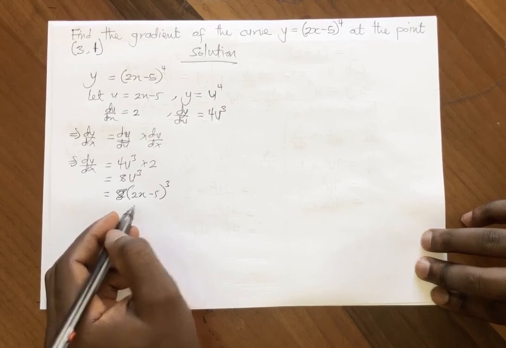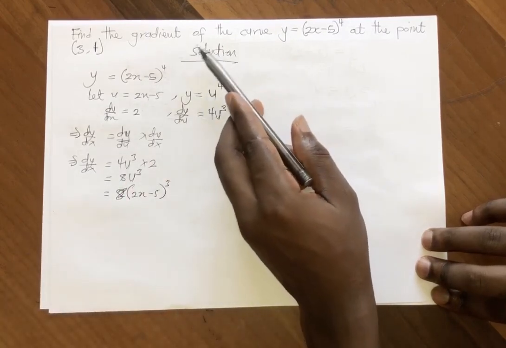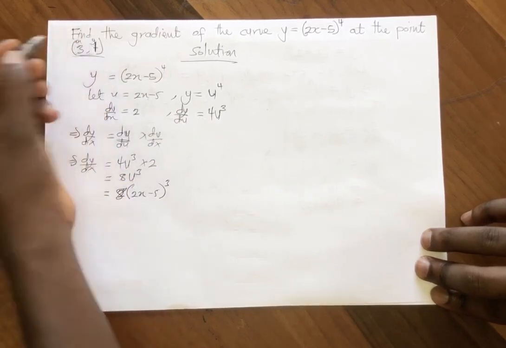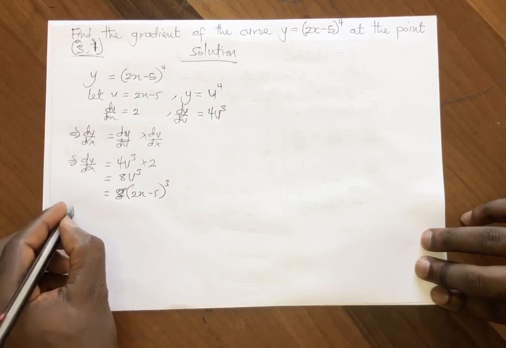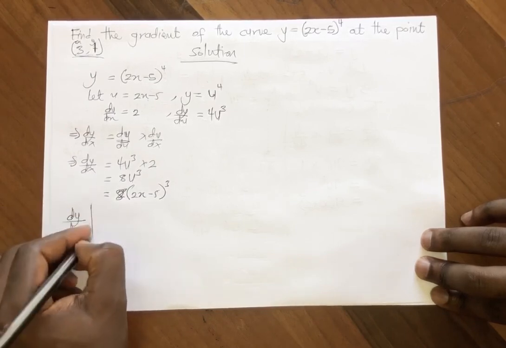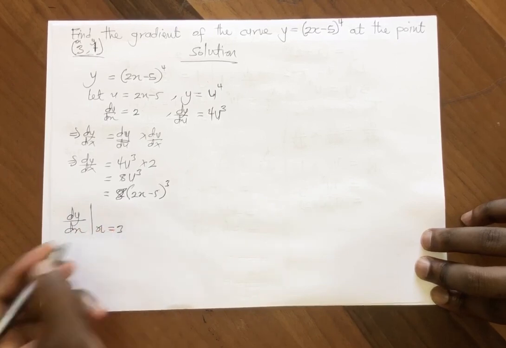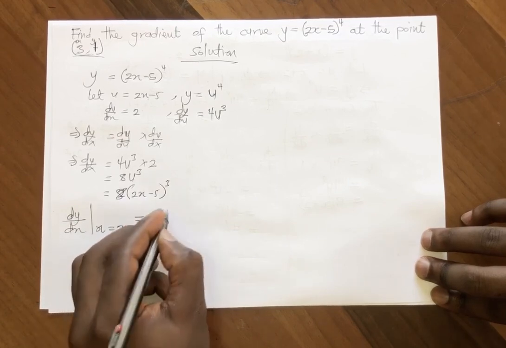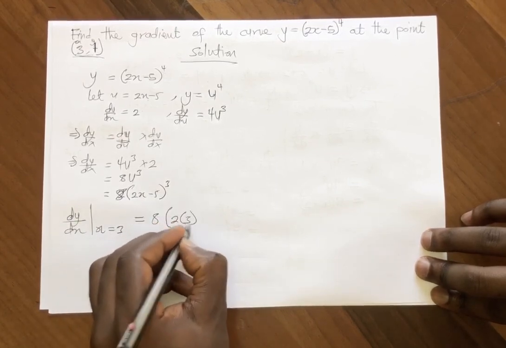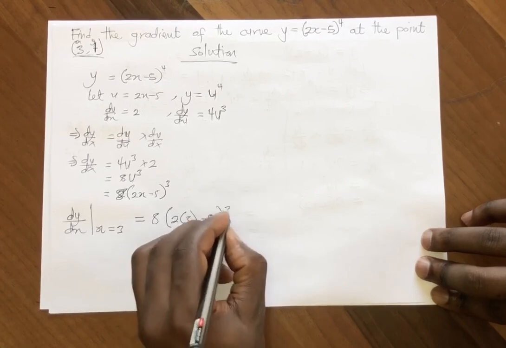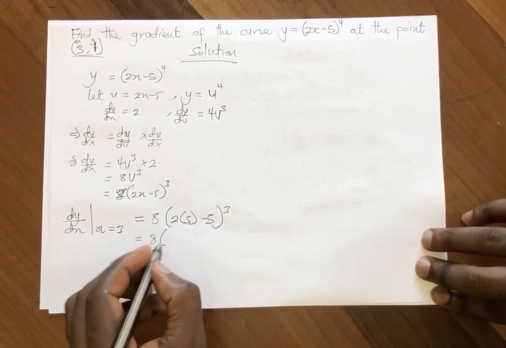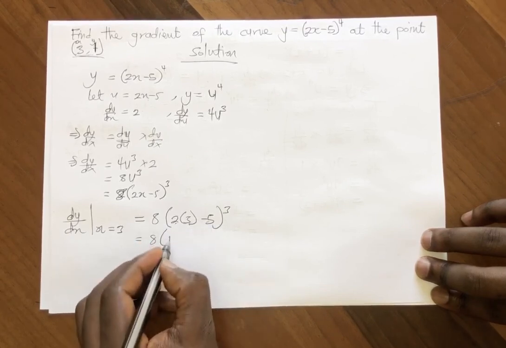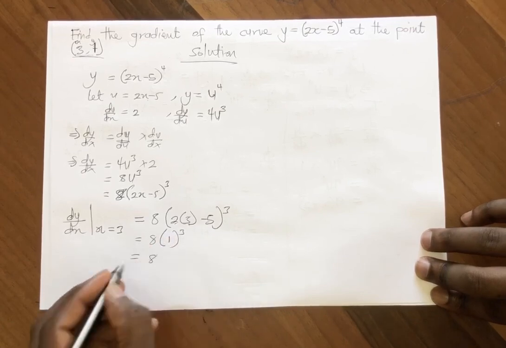And we are told that we should find the gradient of the curve at the point this. You should know that this is the x and this is the y, all right? So the gradient, that is dy dx, at where x is equal to 3, okay, is equal to, put 3 here, all right? So you have 8 into 2 into 3 minus 5, all raised to the power 3. So you have 8. 2 times 3 is 6. 6 minus 5 is 1. 1 raised to the power 3 is still 1. So your answer is 8. All right?